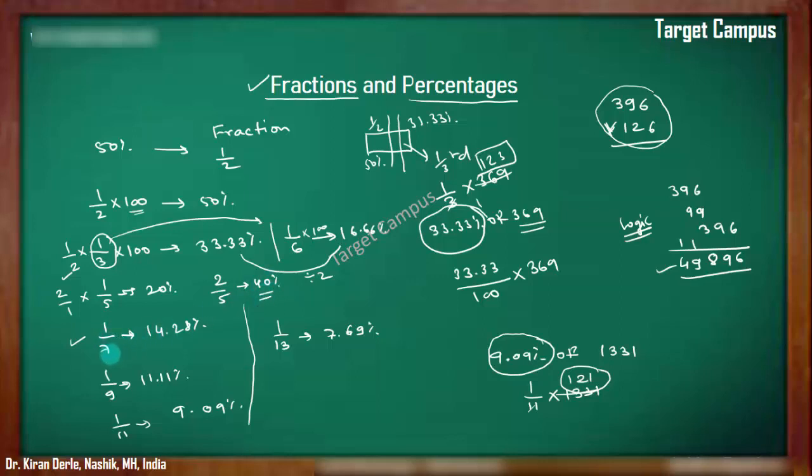So, similarly, 2 by 7 will be 28.56%. 2 by 9 will be 22.22%. 3 by 9 will be 33.33%. Right? So similarly, 3 by 11 would give us 27.27%.